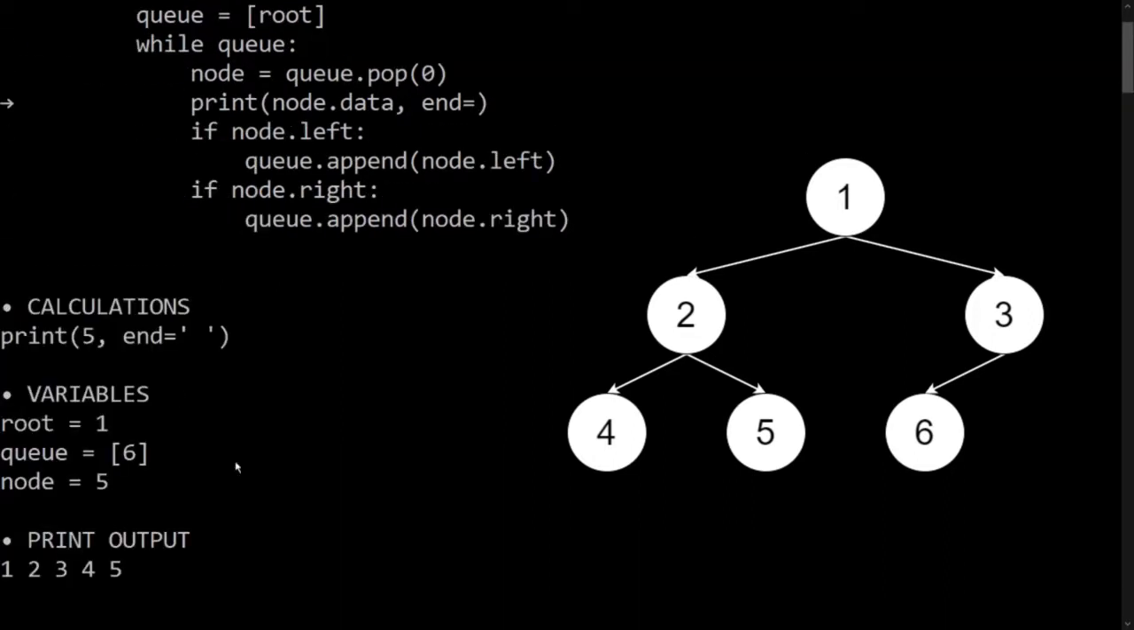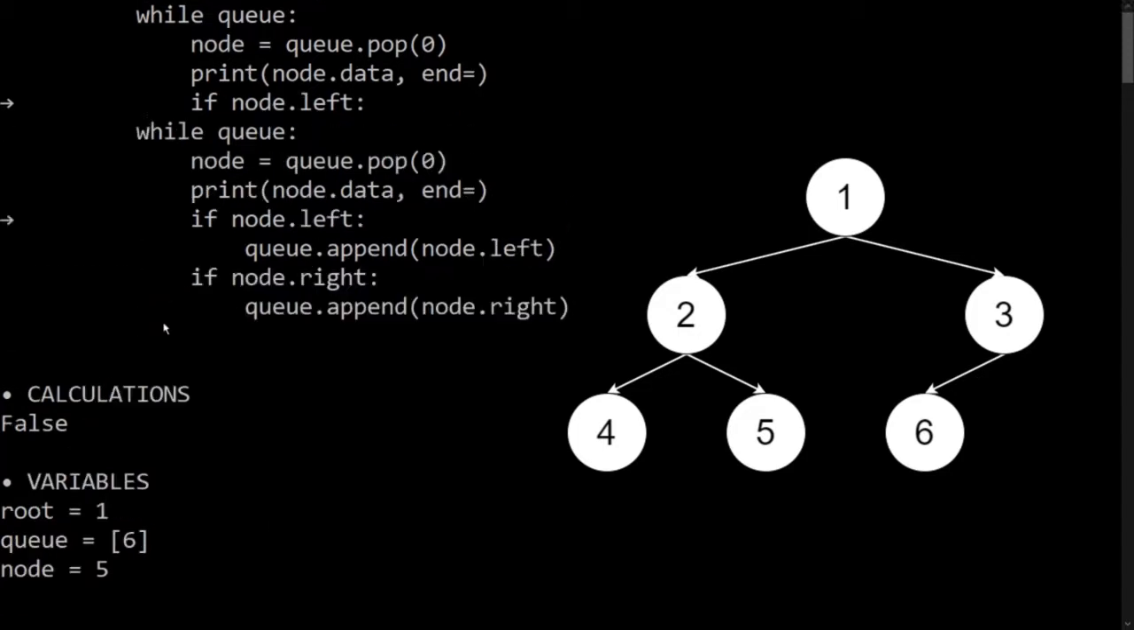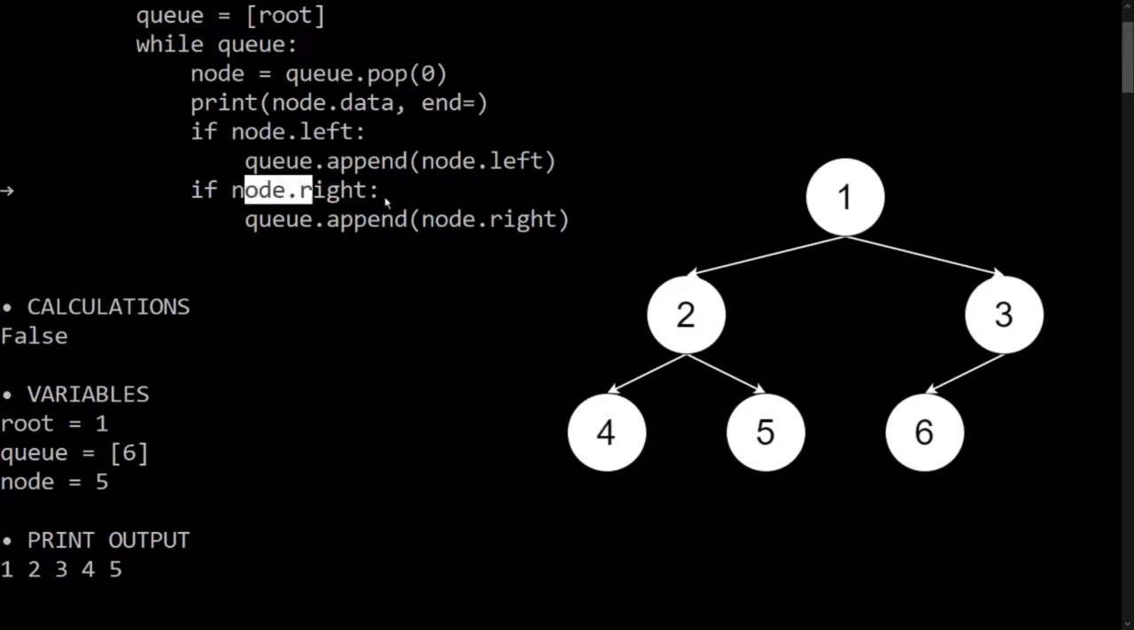It will print the current node's data, that is 5, in the print output section. It will check if 5 has a left child. No, it does not. So it skips. If node has a right child, no, it does not. So it skips. Now the queue will look like this. So it is not empty, so it will again enter the while loop. It will pop the 0th element, that is the only element present in the queue, and the current node will become 6 and the queue is now empty. It will print the current node's data, that is 6.